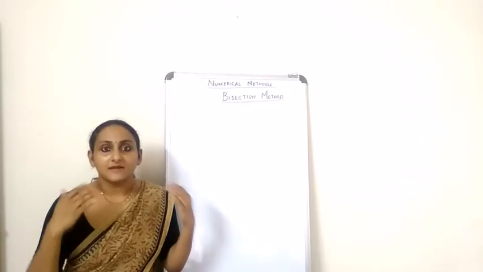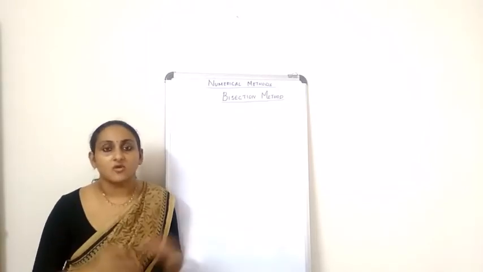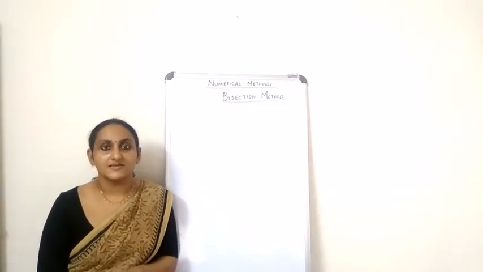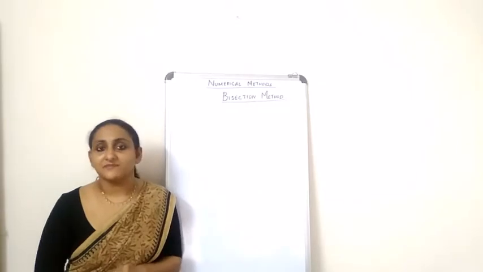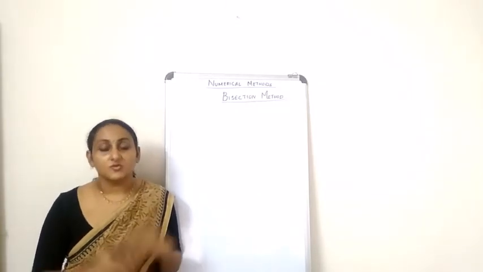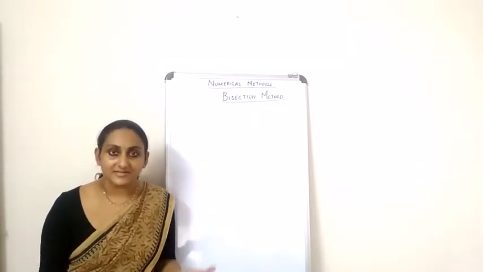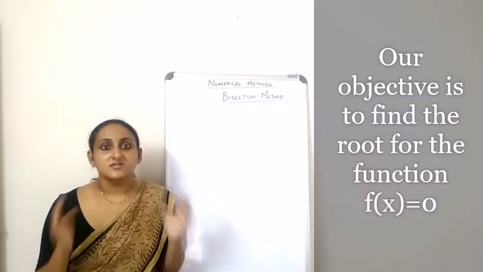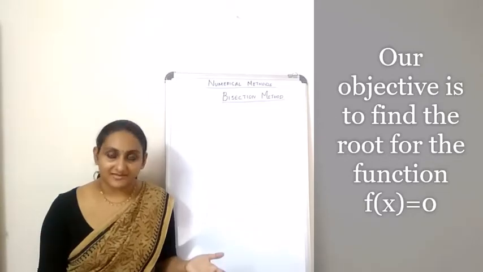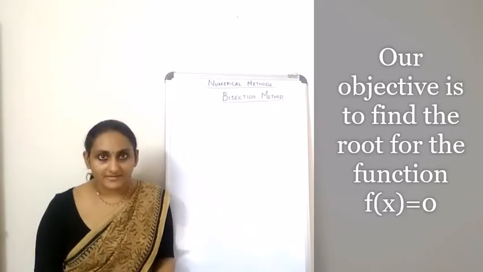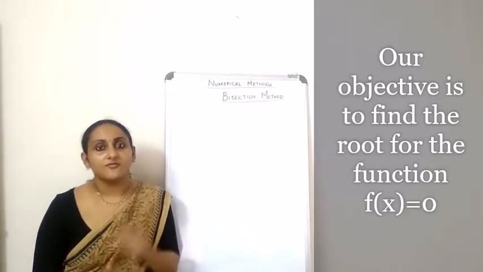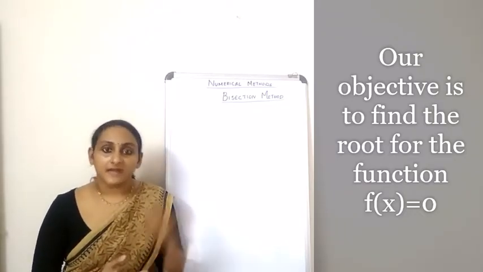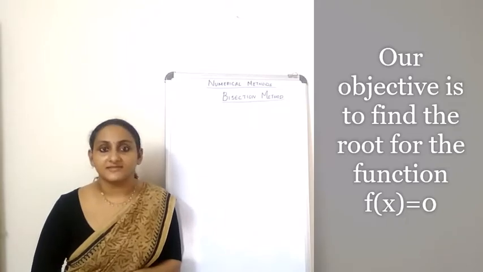But when it comes to transcendental equations, or transcendental functions, or polynomial functions, then these algebraic methods are not enough. So we will have to find some other methods to find the roots of these functions. Such a method is the bisection method. You will be studying more methods to find the root of a particular function when it is given. Now there are limitations for the bisection method.